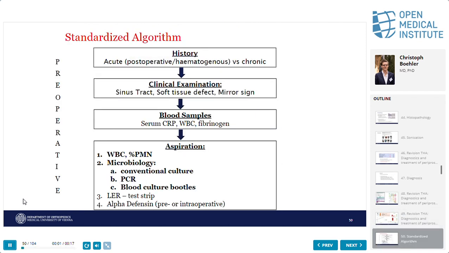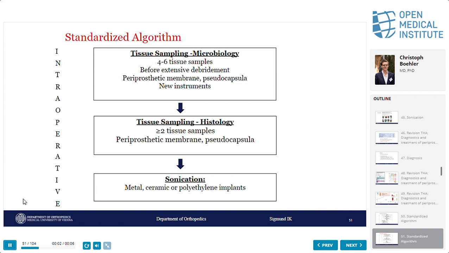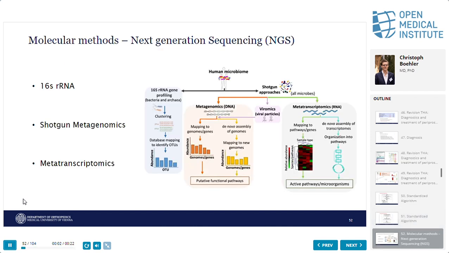So to summarize this, you take the history, you do the clinical examination, you do the blood samples, and then you aspirate. You get white blood cell count, PMN, microbiology, the leukocyte esterase test, and alpha defensin, if you would like to. And then intra-op tissue sampling for histology and microbiology, and additionally the sonication. And then you should have the diagnosis.